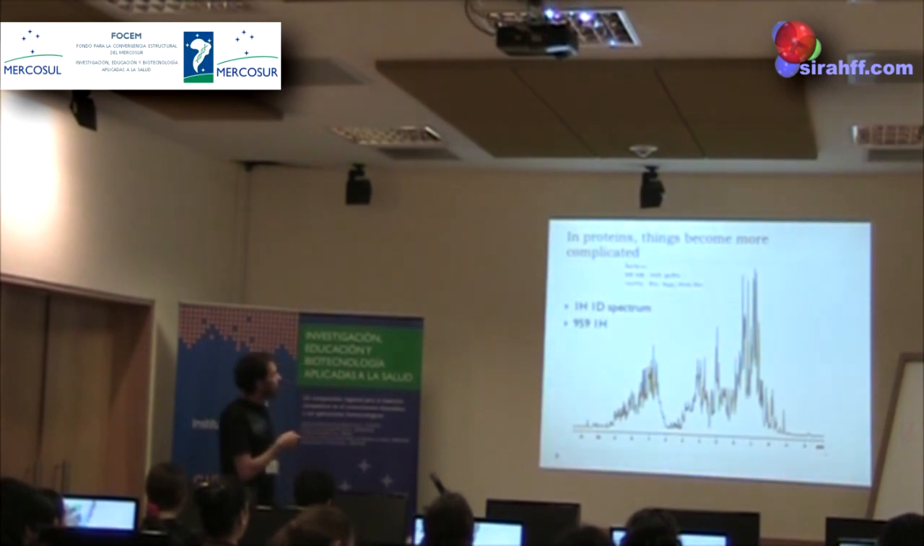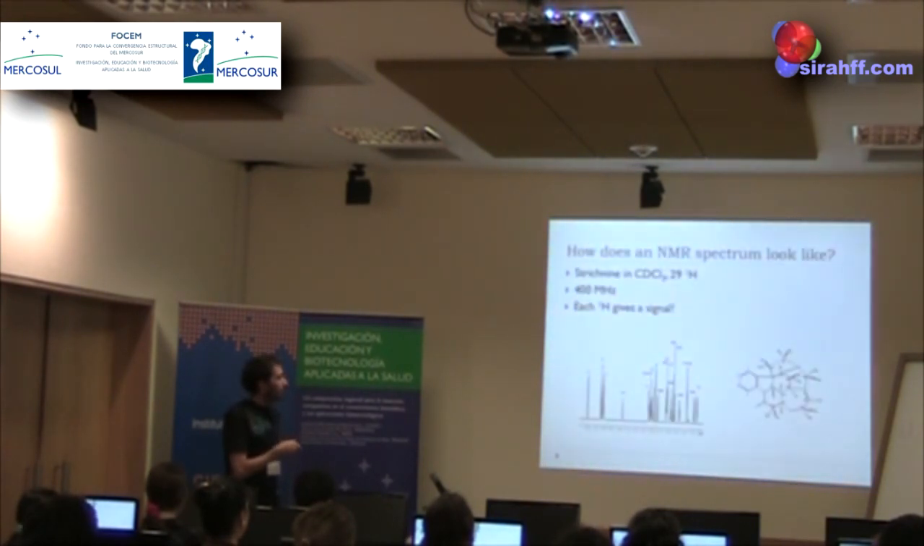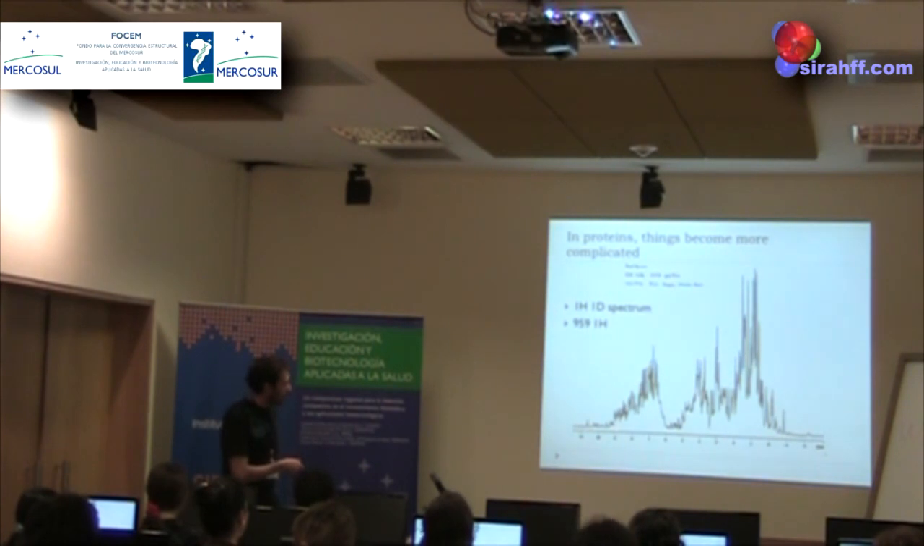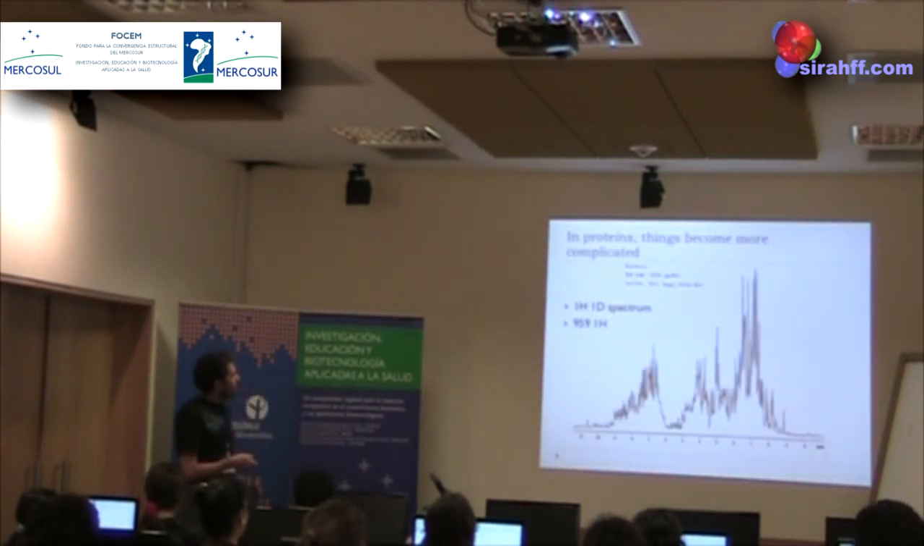But when we go to proteins, of course, things become more complicated. This is the spectrum of lysozyme at 900 MHz. Here we have 959 protons compared to 29 here, right? And you can see that it is way more crowded. The problem here is how to get the information from these protons. So probably in this line you have, I don't know, 5, 6, 10 protons. How do you get information on that? Oh, well, I will address that a bit later.